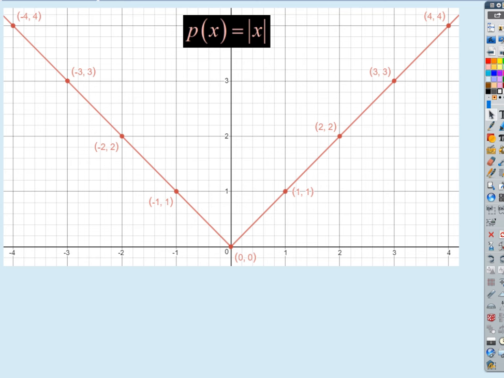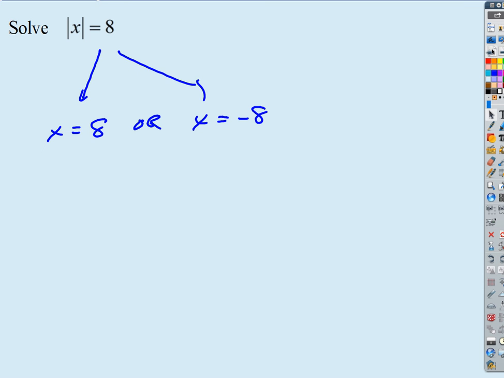What does the parent graph, absolute value of x, look like? Really simple. It's just a V where the vertex is at the origin and the slope of the right leg is positive 1 and the slope of the left leg is negative 1. That's it. So it's just a real simple V shape. Well, think about what this means. If I've got some absolute value function, like the absolute value of x, and I want to know when the output of the function is equal to 8.